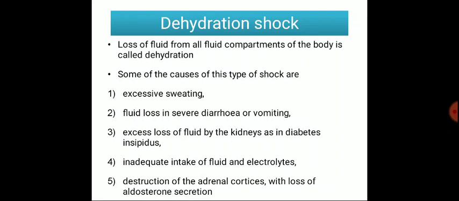Dehydration shock. Fluid loss, when insufficient amount remains, can dehydrate the body and reduce the circulating blood volume. Some of the causes of this type of shock are excessive sweating, fluid loss in severe diarrhea or vomiting, excess loss of fluid by the kidney as in diabetes insipidus, inadequate intake of fluids and electrolytes, and destruction of the adrenal cortex with loss of aldosterone secretion.